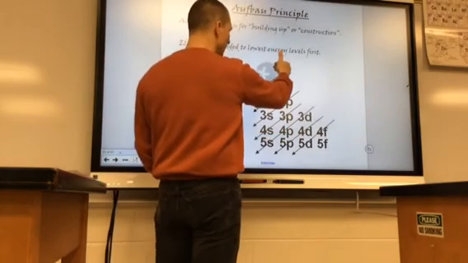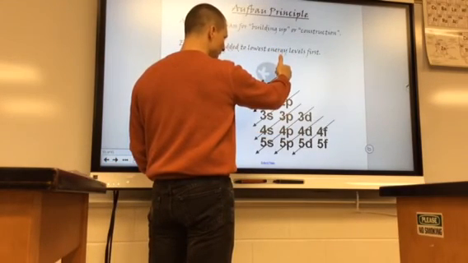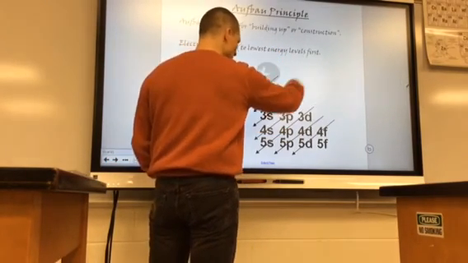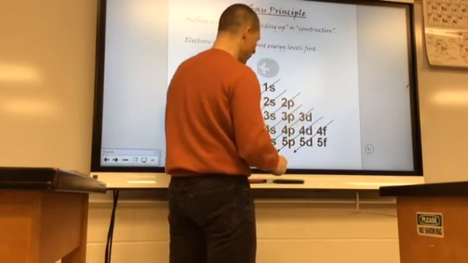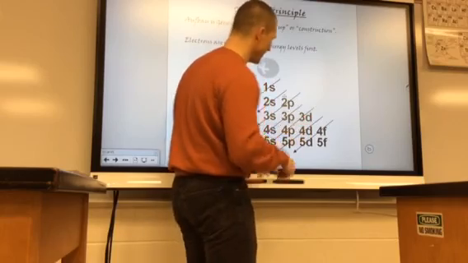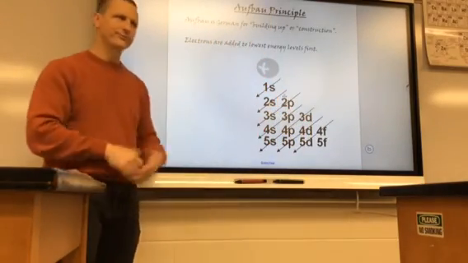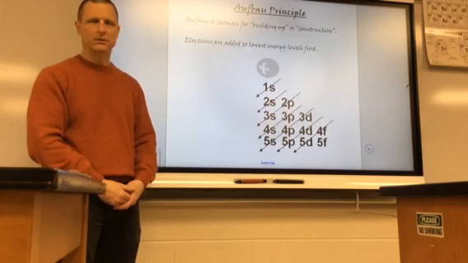If you just start in the top right, tail end of the arrow, 1s, 2s, 2p, 3s, and then 3p, 4s, and then 3d, 4p, 5s, like that. I don't know. You can look at it.